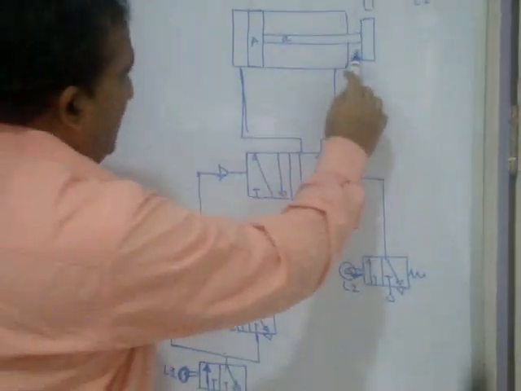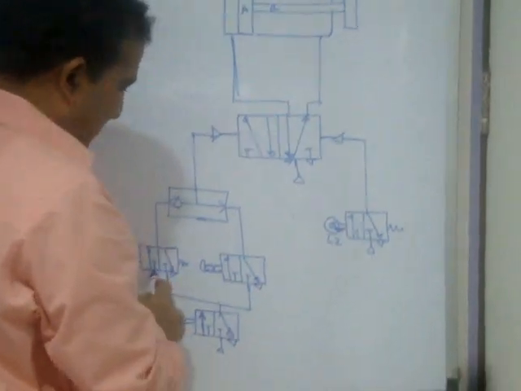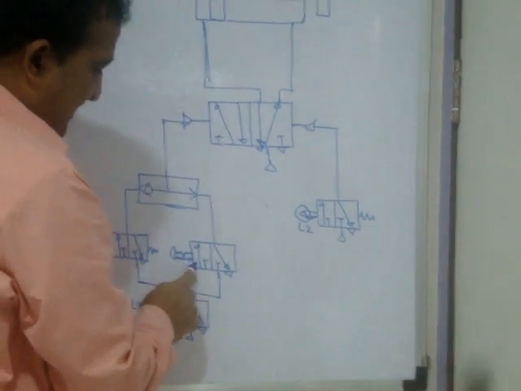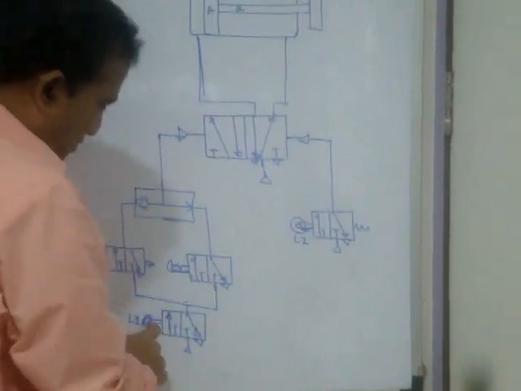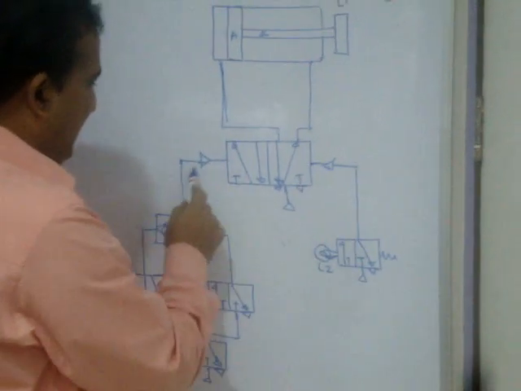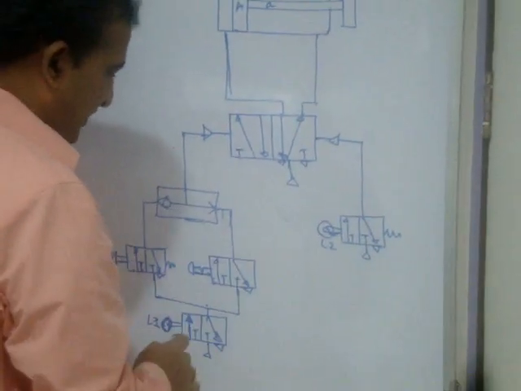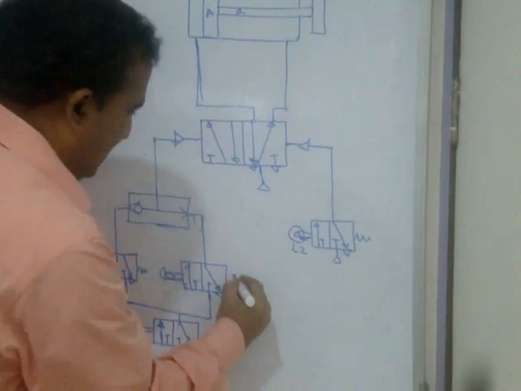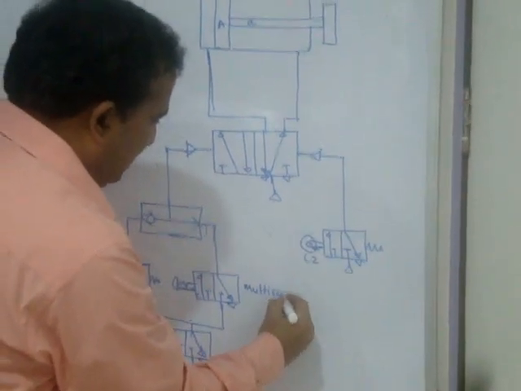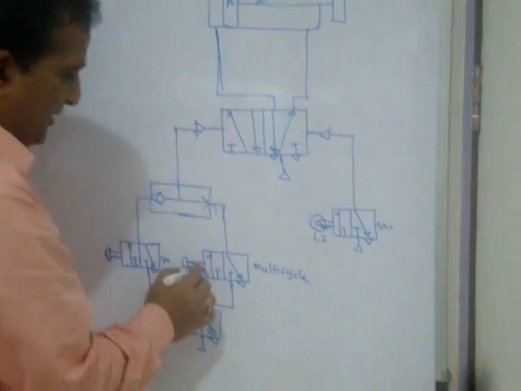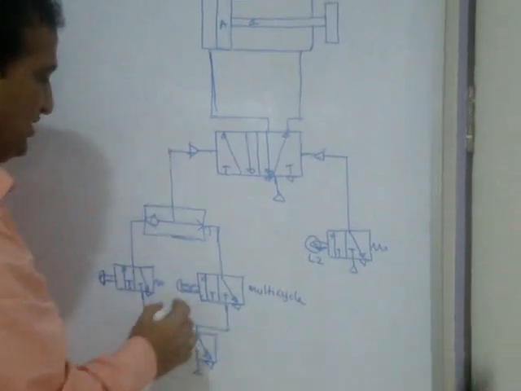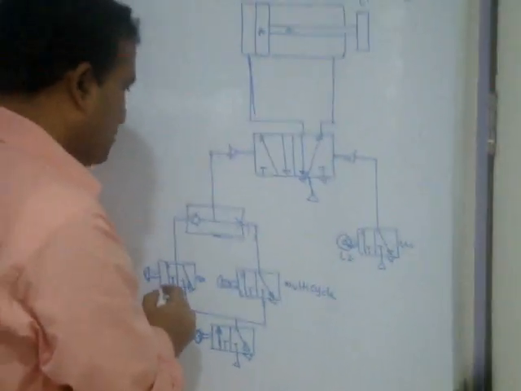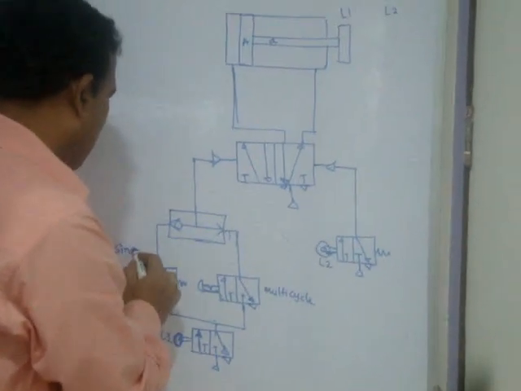okay, it is for only one cycle, because it becomes off. But if I press this, it remains on. When it comes to L1, continuously the air is moving like this. So now this is for multi-cycle. If you want multi-cycle, you make this valve not a spring return. This is called a detent switch. This is called a single cycle.